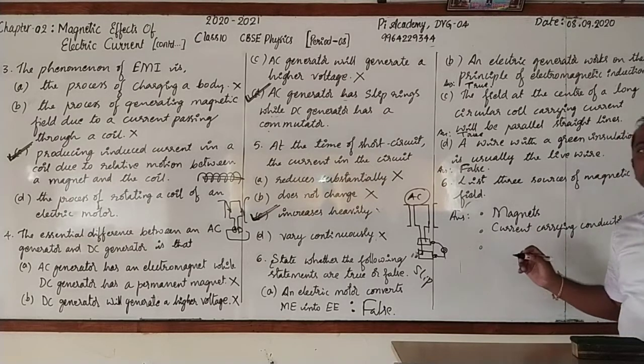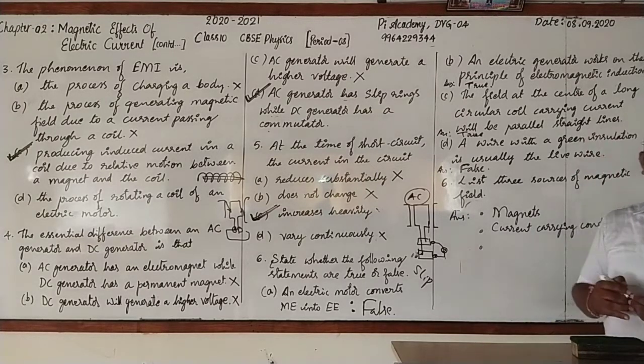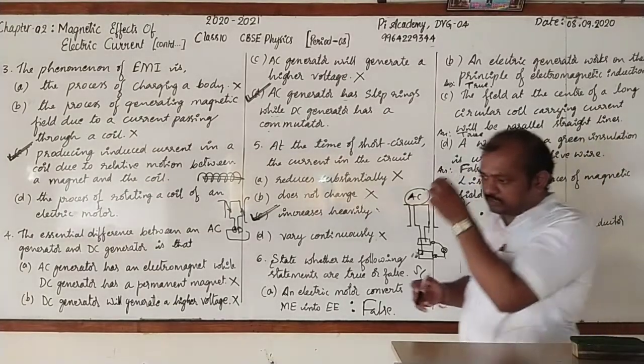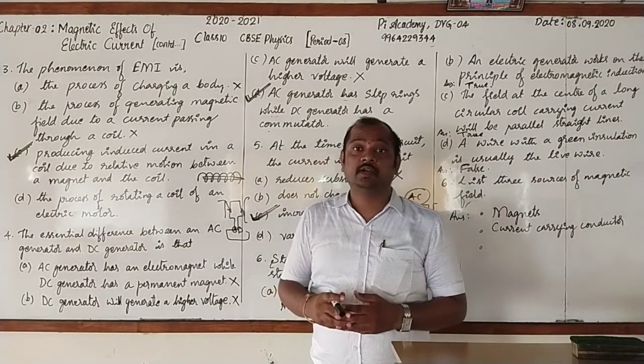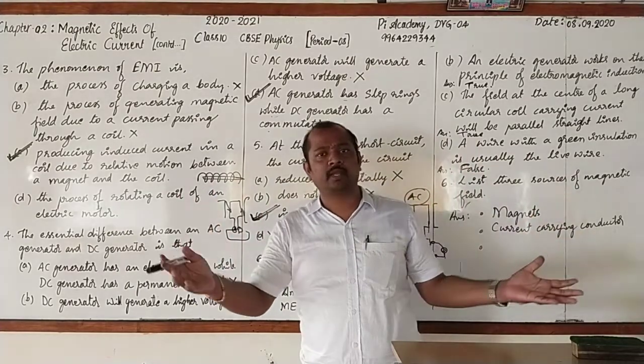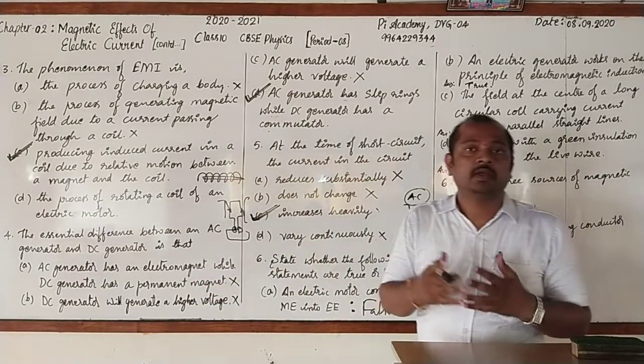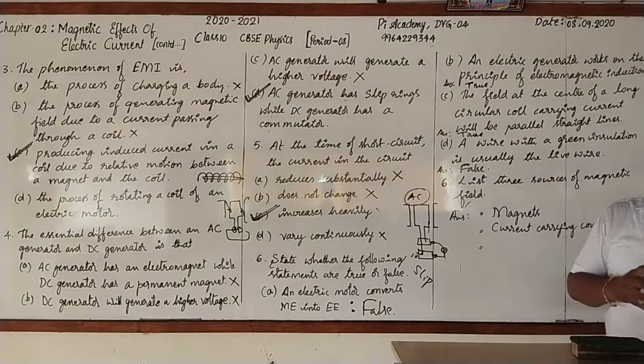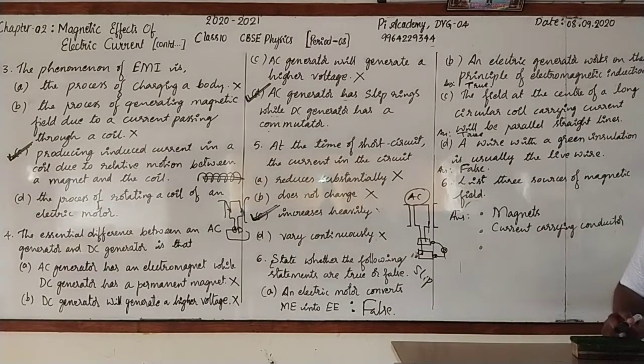Next, another source. Yes, dear students, we all know that Earth acts as a huge bar magnet. And who found out this? He is William Gilbert. So here is the Earth. See, this is Earth and this is geographic north, this is geographic south.